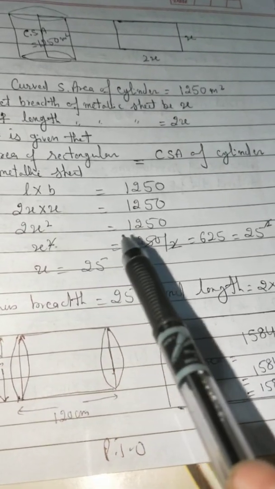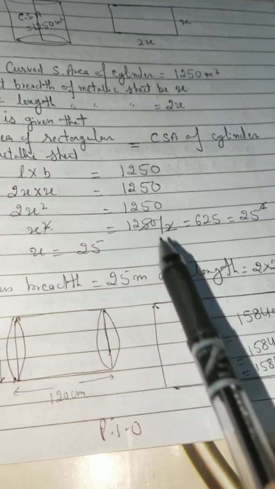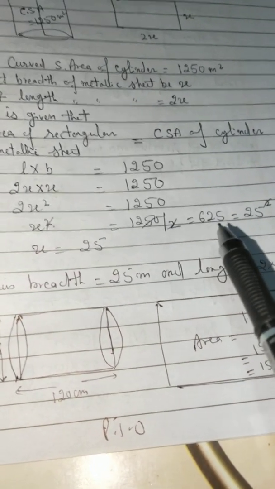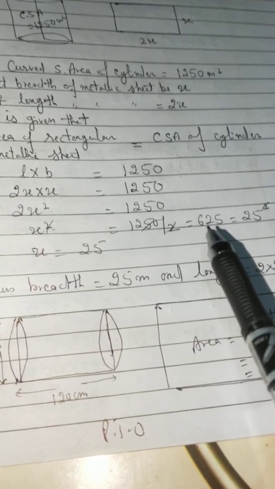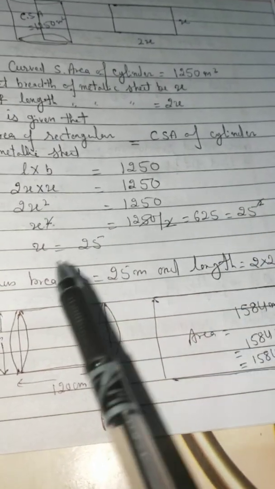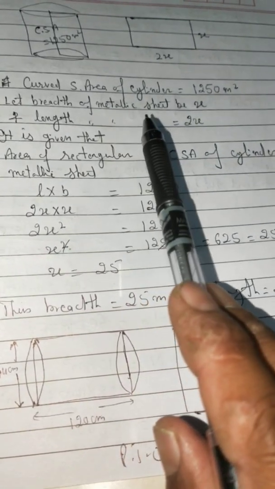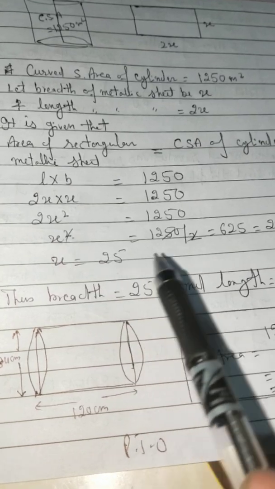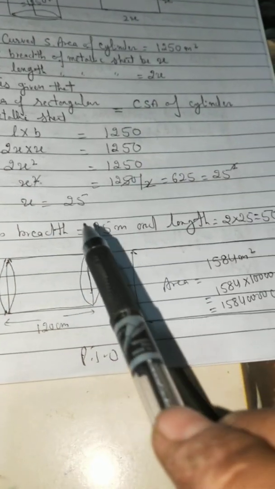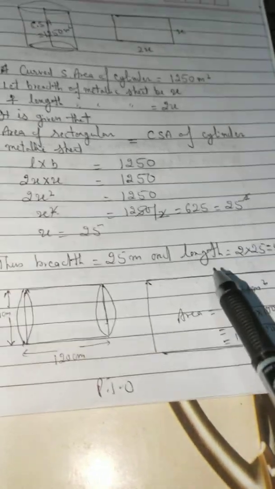2x square is equal to 1250, or x square is equal to 1250 upon 2, which is equal to 625. 625 is a perfect square of the natural number 25. Square cancels, x is equal to 25. So what is your x? The breadth of the metallic rectangular sheet is 25 centimeter, and length is equal to 2 times the breadth, 2 into 25 is equal to 50 centimeters.